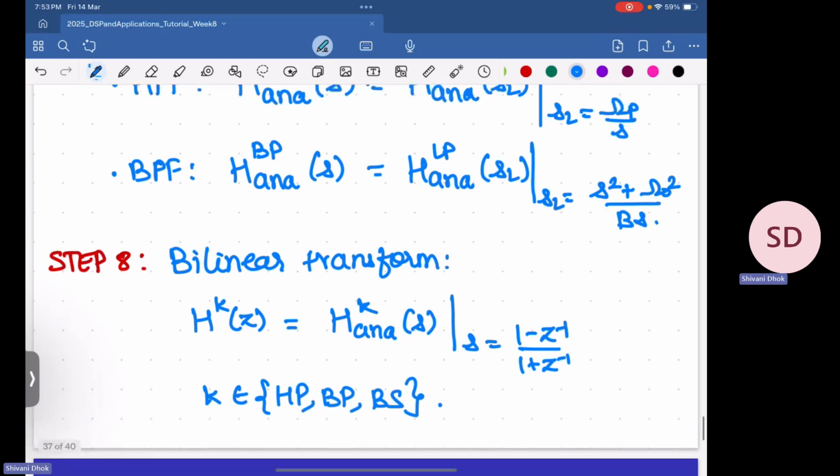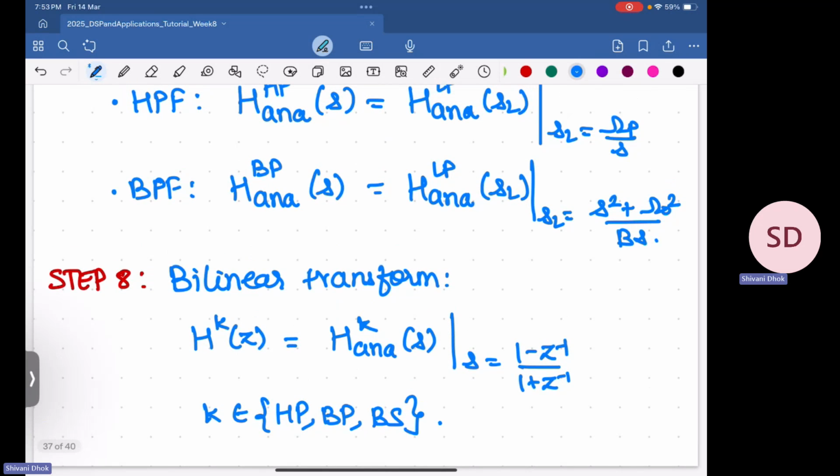Okay, so these are the 8 steps that are required to design any digital filter from scratch when we are given the specifications in analog domain. So this is like a guideline that you can follow to design your filter. You can have this as a reference and then solve your question. Is it clear?